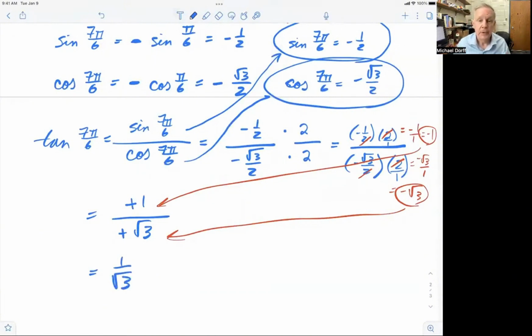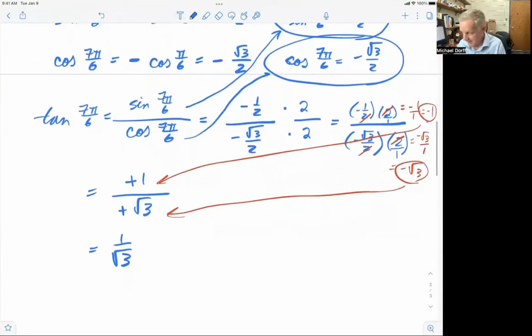Now, some of you were probably taught in middle school or high school that you can't have a square root in the denominator. Well, that's wrong. You can have a square root in the denominator. There's nothing wrong with it. So you could leave your answer like this. However, if you don't want to do that, we'll just go through the steps.